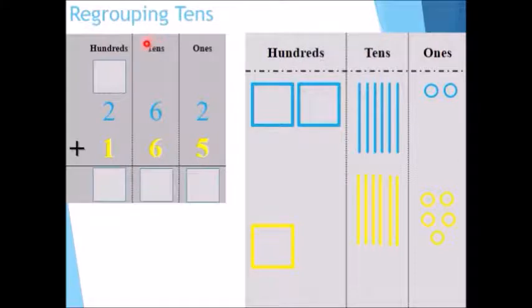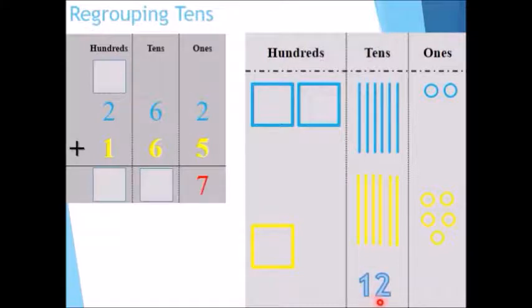Sometimes you may need to regroup tens the same way you did with the ones. Let's find the sum of 262 and 165. We can also draw a quick picture to help us add. Let's start with the ones. 2 ones plus 5 ones, it's 7. No regrouping. We move to the tens. 6 plus 6 is equal to 12.